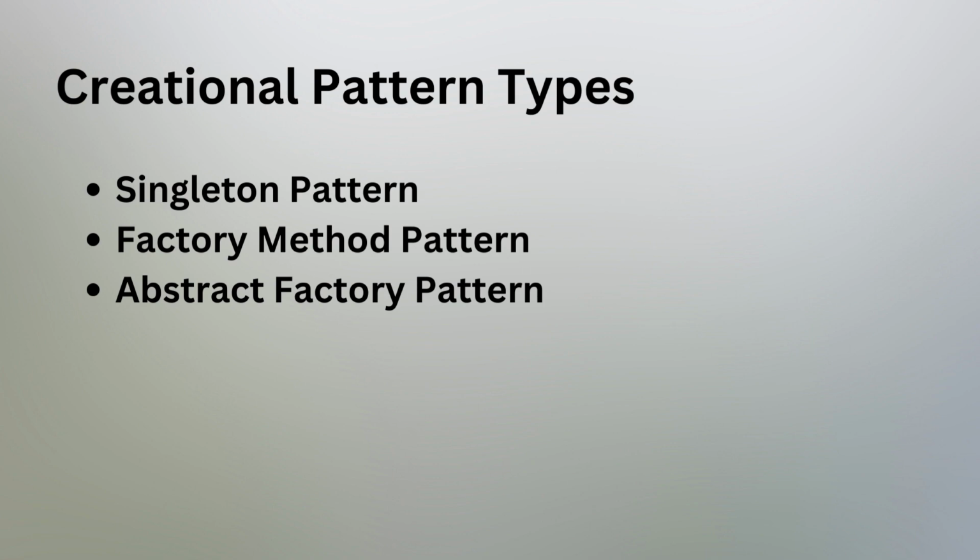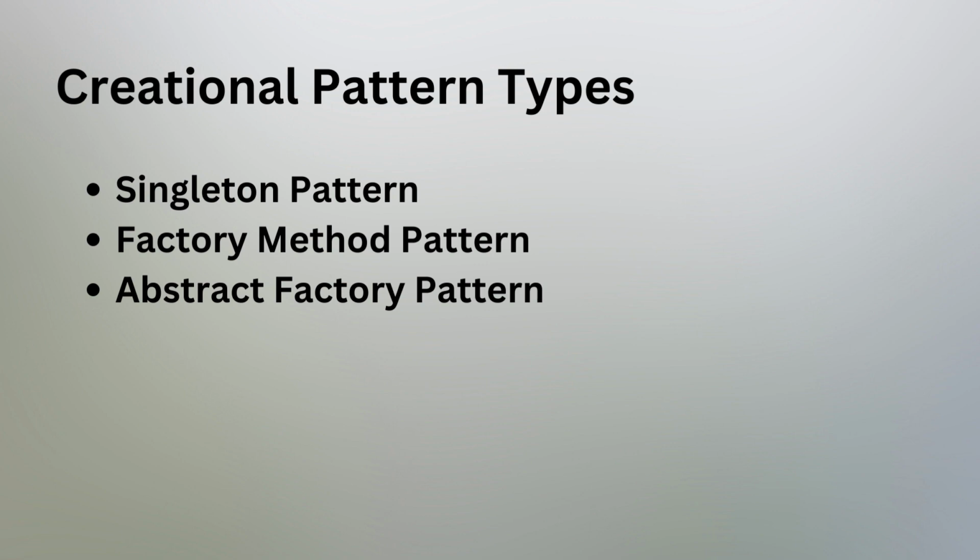Singleton pattern. The singleton pattern restricts the instantiation of a class to a single object, ensuring that only one instance of the class exists throughout the application. This pattern is useful when having multiple instances could lead to issues, such as resource conflicts or when a shared resource needs to be accessed uniformly.